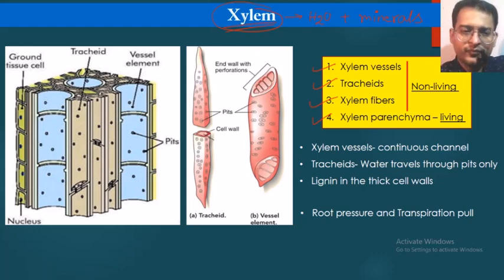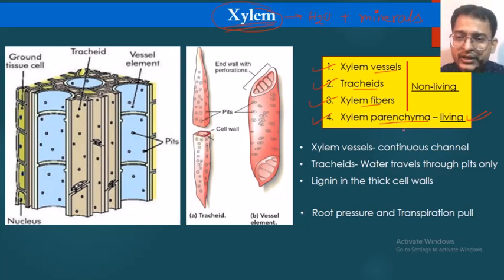There are different types of xylem: xylem vessels, tracheids and xylem fibers. Three of these are non-living tissues. They are not living tissues, they are non-living tissues. Only xylem parenchyma is living.